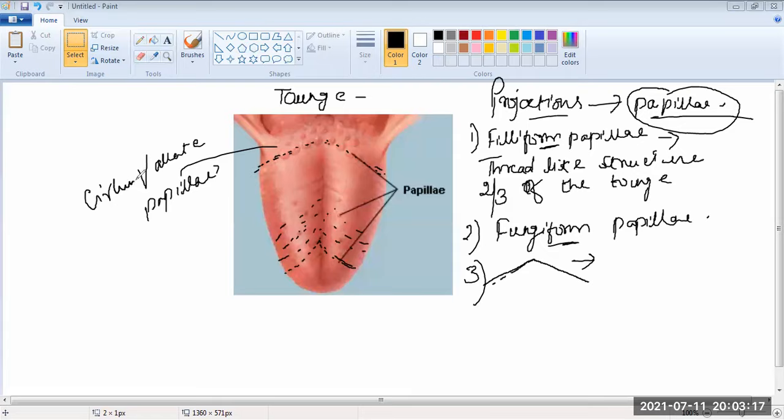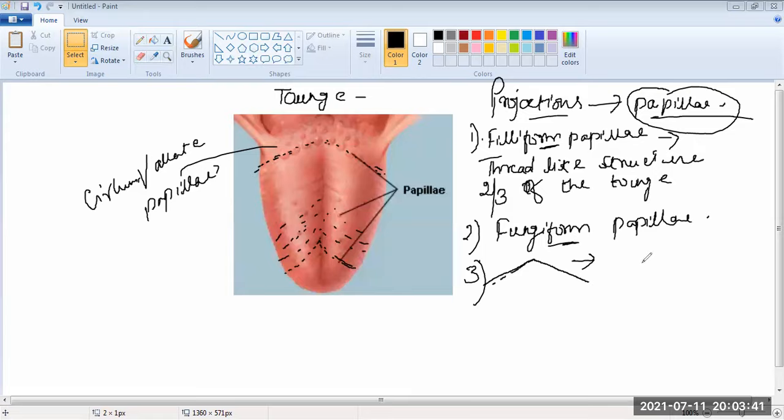Or we also call it circumvallate papillae, right? Vallate papillae or circumvallate papillae. Now, since I said in the beginning that it is these papillae that contain taste buds, among these three papillae, vallate papillae and fungiform papillae contain taste buds, but filiform papillae do not contain taste buds.